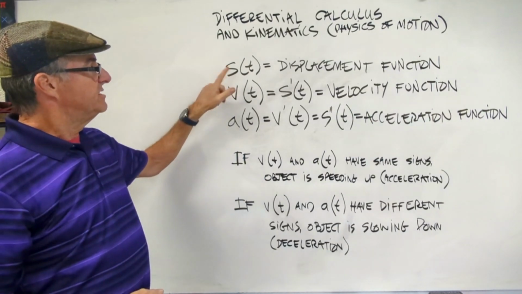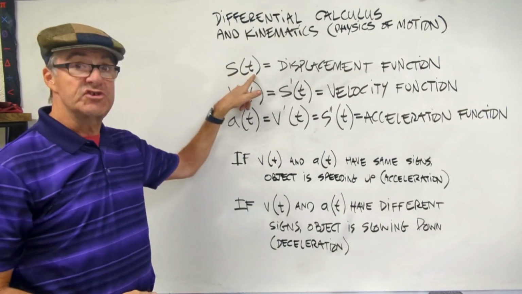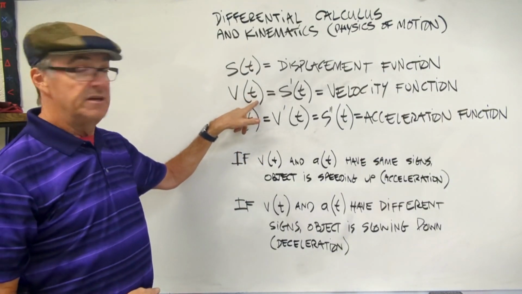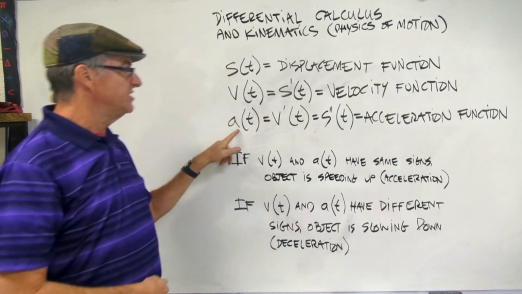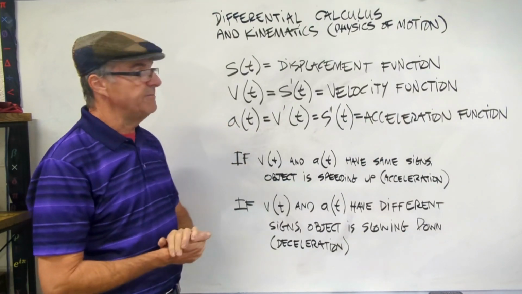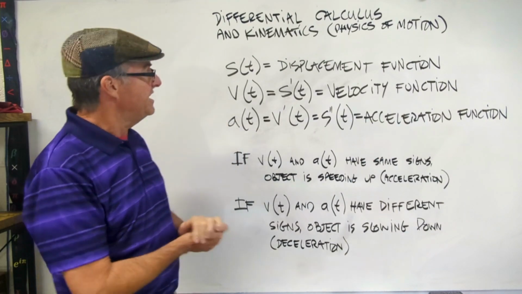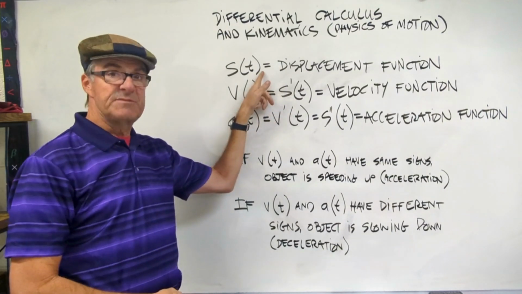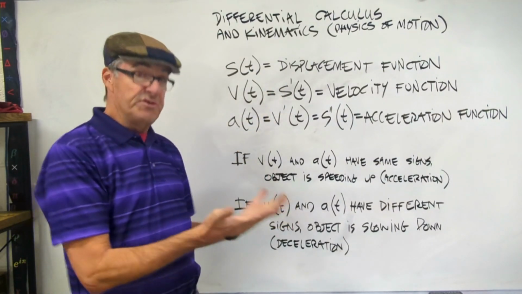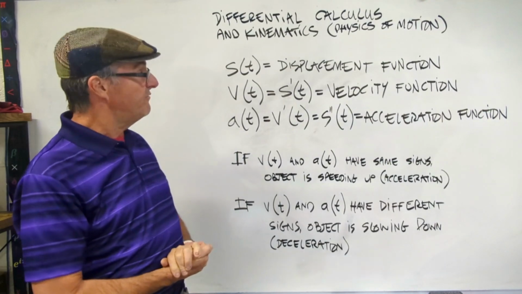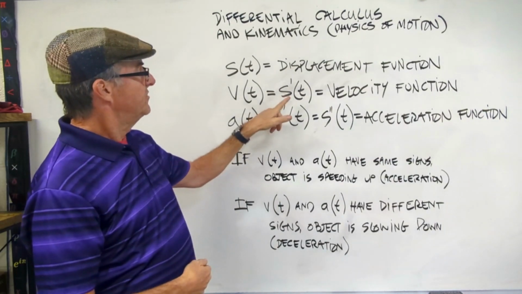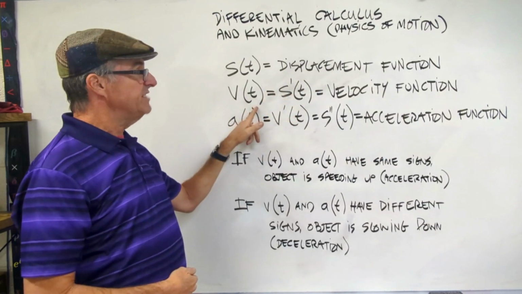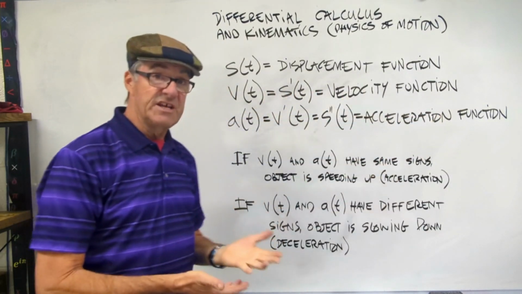First off, displacement is S as a function of time. All of these are functions of time. Velocity is V of t, velocity as a function of time, and acceleration is A of t, acceleration as a function of time. Now here's the interesting thing: the velocity function is the derivative of the displacement function. This is the truth of it. This is what Newton figured out when he was looking at the planets. So the derivative of the displacement function S of t is our velocity function, and that tells us our velocity.